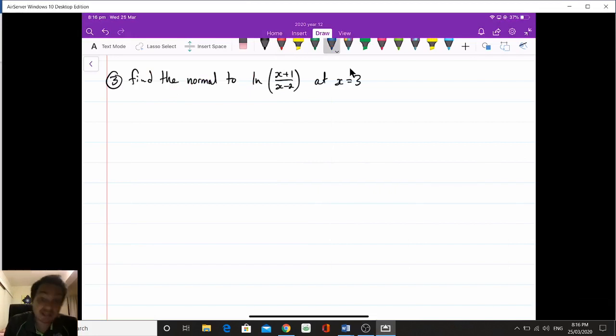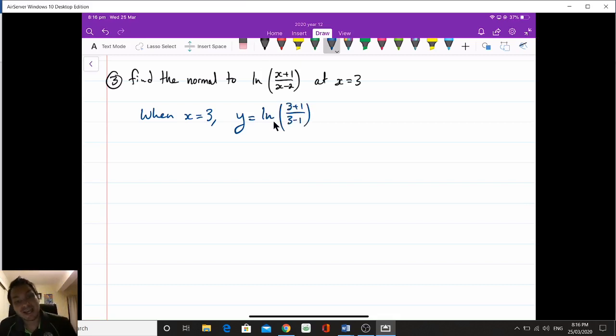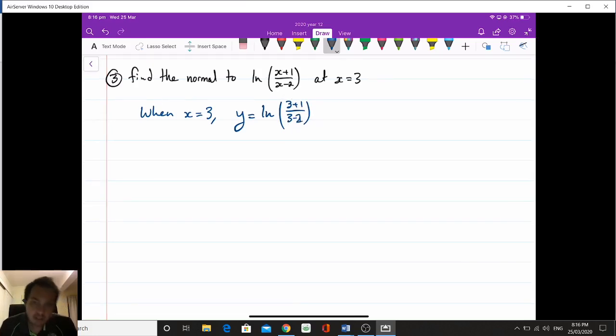Okay, so firstly, just like the last question, when x is equal to 3, we can work out what y is. y is going to equal ln of (3 plus 1) over (3 minus 2). So ln of 4 over 1, so it's ln 4. Okay, that's not going to simplify, so I'm just going to say it goes through 3 across and ln 4 up.